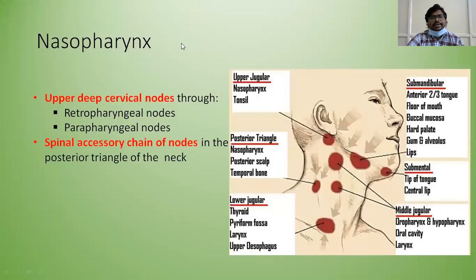From the nasopharynx, the lymphatic drainage is carried to upper deep cervical lymph nodes through retropharyngeal lymph nodes and parapharyngeal lymph nodes, and also to the spinal accessory chain of lymph nodes in the posterior triangle of the neck. It is also known as level 5 lymph nodes. So nasopharynx drains into upper deep cervical lymph nodes and posterior triangle lymph nodes.